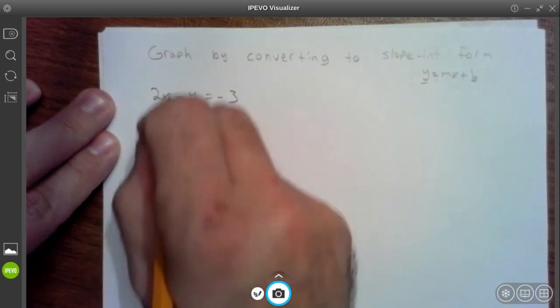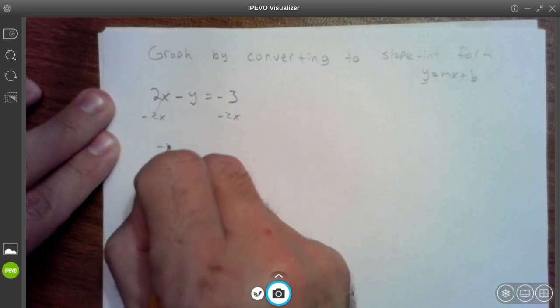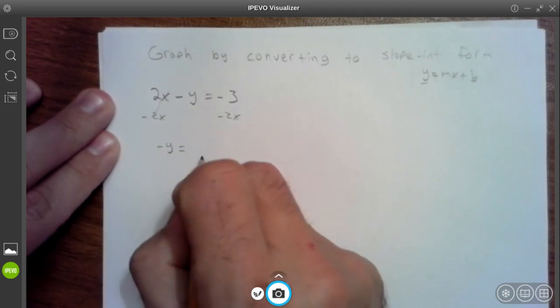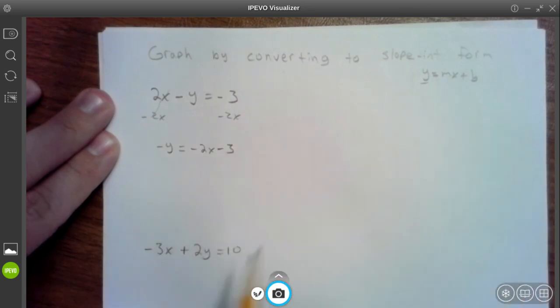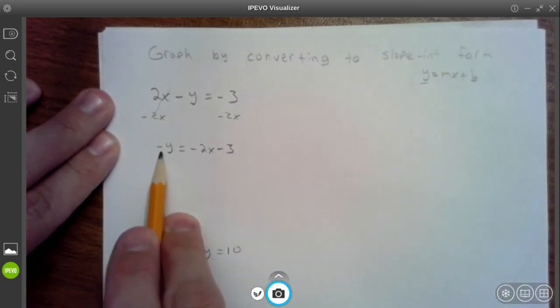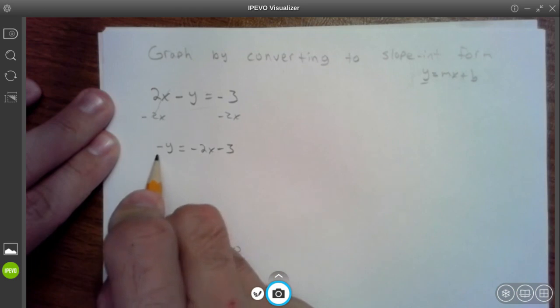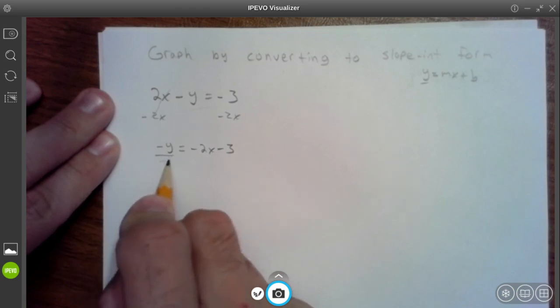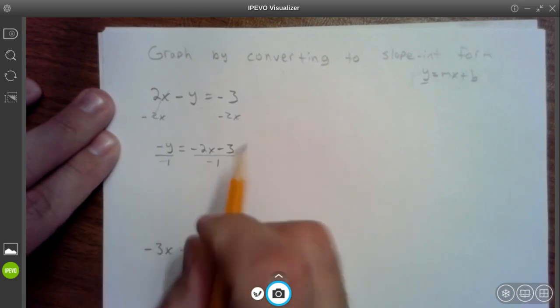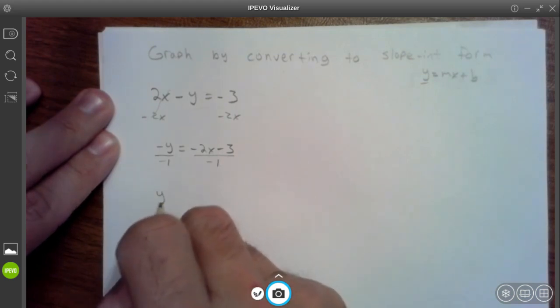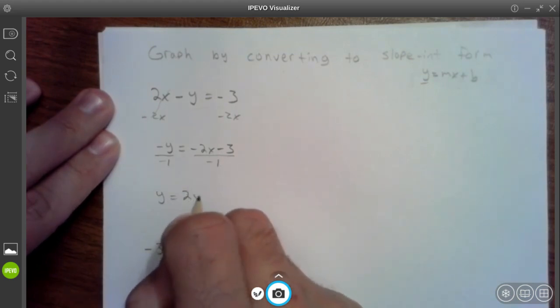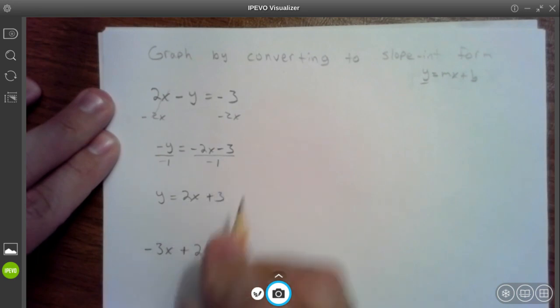That's going to give us, those will cancel, negative y on the left-hand side is equal to negative 2x minus 3. Right? And then I need this to be completely by itself, so I'm going to divide both sides by negative 1, which is just going to change the signs on the right-hand side. Y is equal to positive 2x plus 3.